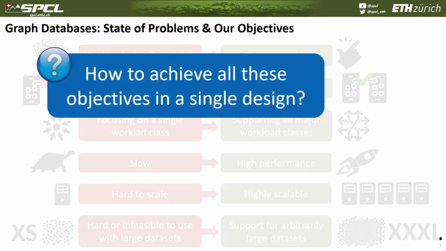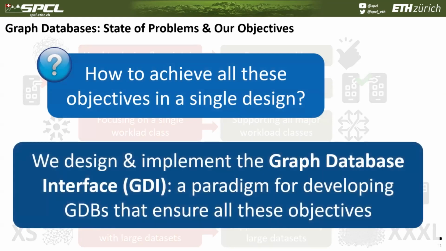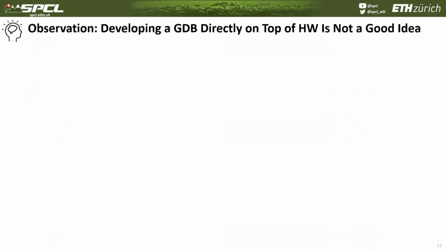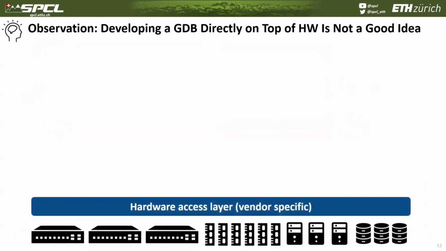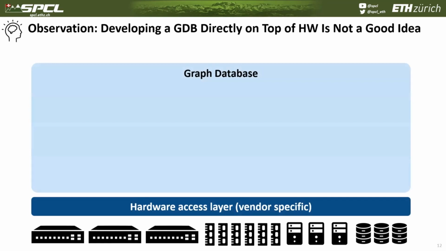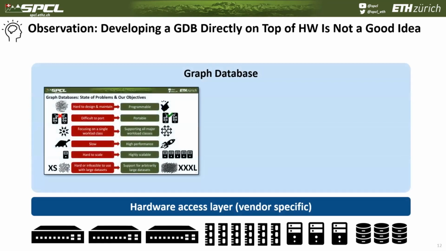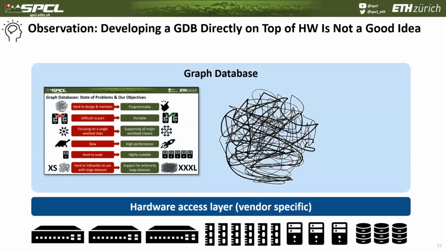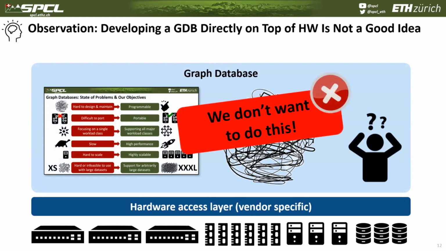Well, for this, we developed something that we call the graph database interface, which is really a paradigm for developing such systems that ensure all of these objectives simultaneously. The driving observation in the GDI design was the fact that we don't really want to build such a complex system directly on top of the hardware, right? So if we have our hardware access layer, and if we want to build a database right on top of that, this would easily lead to the design being hard to maintain code and giving us a lot of headaches. So that's really what we don't want to do.